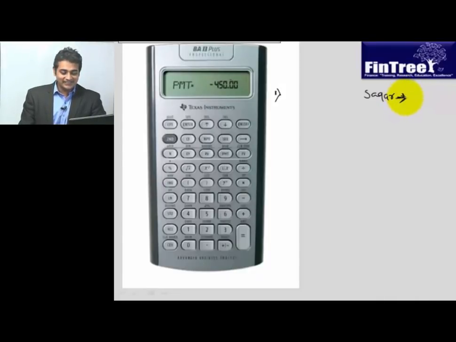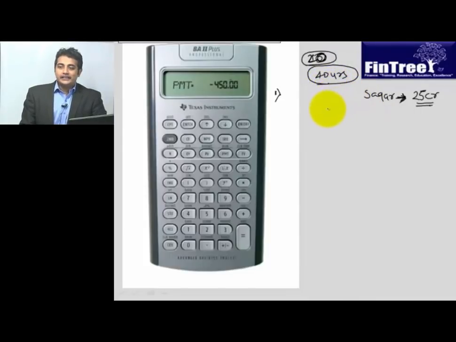Okay, let us say Sagar wants a retirement portfolio of 25 CR. Now, currently Sagar's age is 20. And he would work for another 40 years. So Sagar would work for another 40 years.